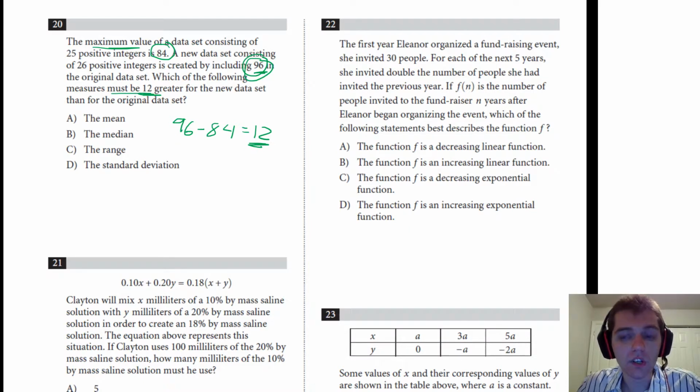And so an increase in the maximum is by definition an increase of the range, where the range is just defined as maximum minus minimum. And the problem says must be. It's possible that increasing this number by 12 also increased the median by 12, because we know nothing about the other numbers. But in this case, it says must be, and the only one that must be increased by 12 is the range.